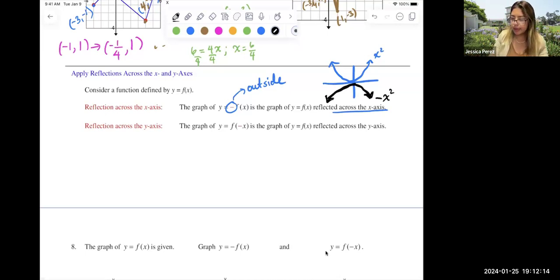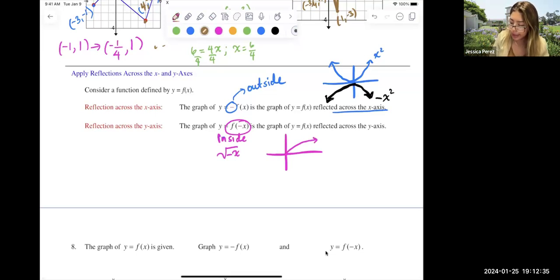Now, what happens if you have it on the inside? Well, if you have it on the inside, and that should be a different color, for example, if I have the square root of negative x, so how does the positive version look? We know that this looks like an arrow, but as soon as I put a negative on the inside, I have a reflection across the y-axis. So this is the square root of a negative x. See how there's a reflection across the y-axis instead of the x-axis? So that's exactly what we're going to be doing and covering in the last portion of this section.